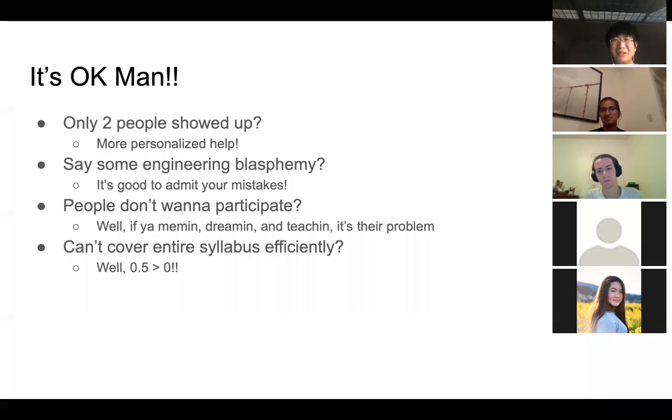If you said that 1 + 1 = 3, well, you can just go back and correct yourself, and maybe someone will catch it and be like, wait, that's not right. And it's good to admit your mistakes. And if people just don't want to participate, then it's their problem, because it's their class and it's their exam. So yeah, and if you can't cover the entire syllabus, that's fine. Just cover a good chunk of it.